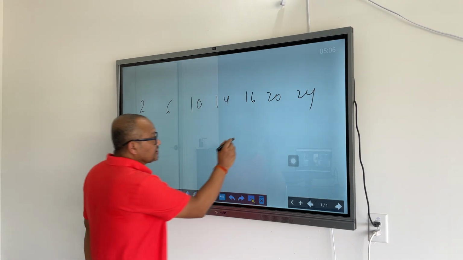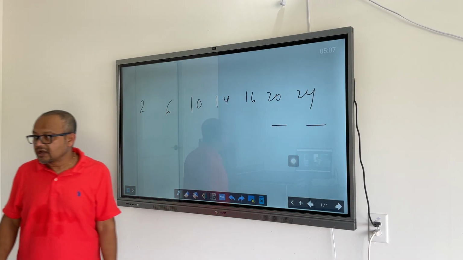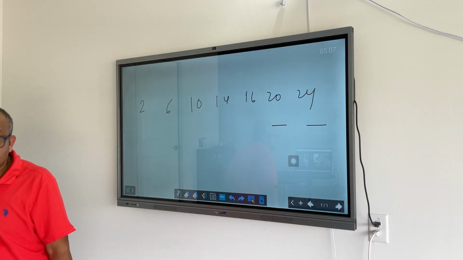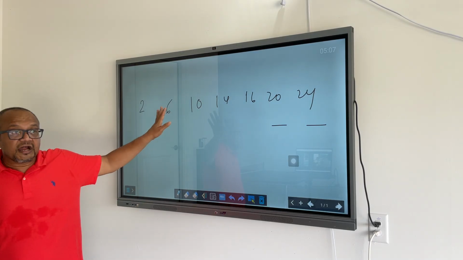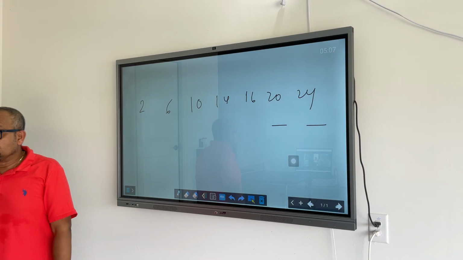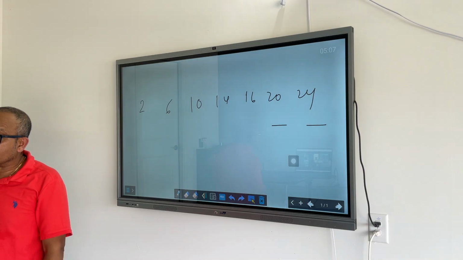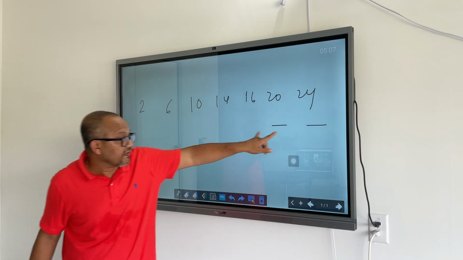I'm asking you guys to find out the next two numbers after 24. Or just call it a relationship. Before you do that, I'm asking you to find out what the rule here is. Is it an increasing pattern? Is it a decreasing pattern? If it's increasing, by what? If it's decreasing, by what? And then you will help me find these two.